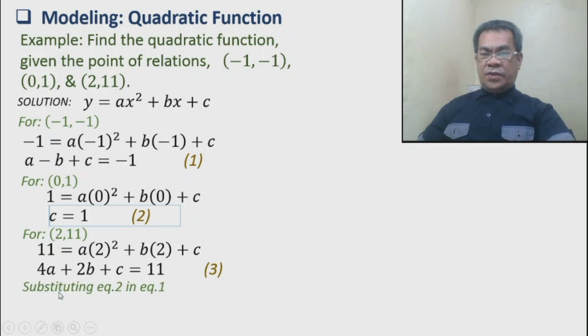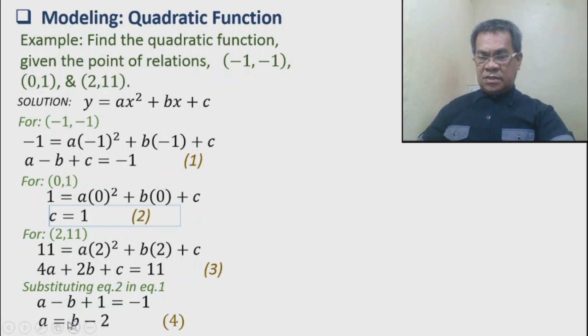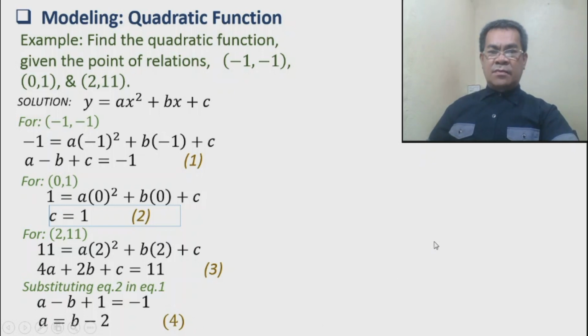Now, if we substitute 2 in 1, replace this C with 1 because this is equation 2. Substituting equation 2 in equation 1, we come up with A minus B plus 1 is equal to negative 1. So therefore, we have another equation that involves A and B. So A now in terms of B is B minus 2. Leave this as equation 4.